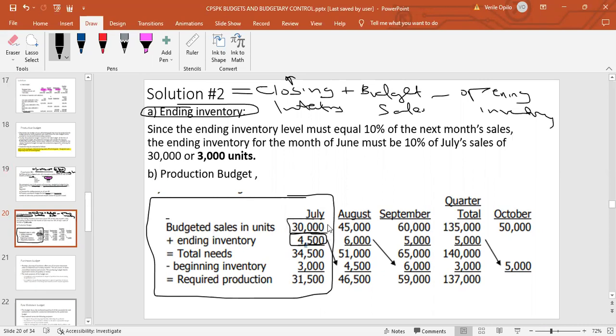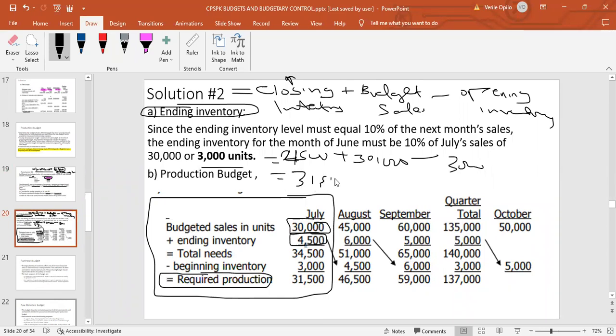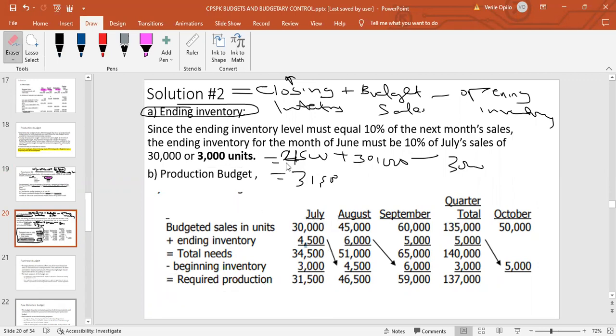The budgeted sales is 30,000. So we come here and say 4,500 plus 30,000 minus the opening inventory, which we obtained as 3,000. So that one should give us the total number of units that are required to be produced in the month of July. So 4,500 plus 30,000 minus 3,000, that should give us 31,500. So it means that in the month of July, the business should produce 31,500 units of that particular product.